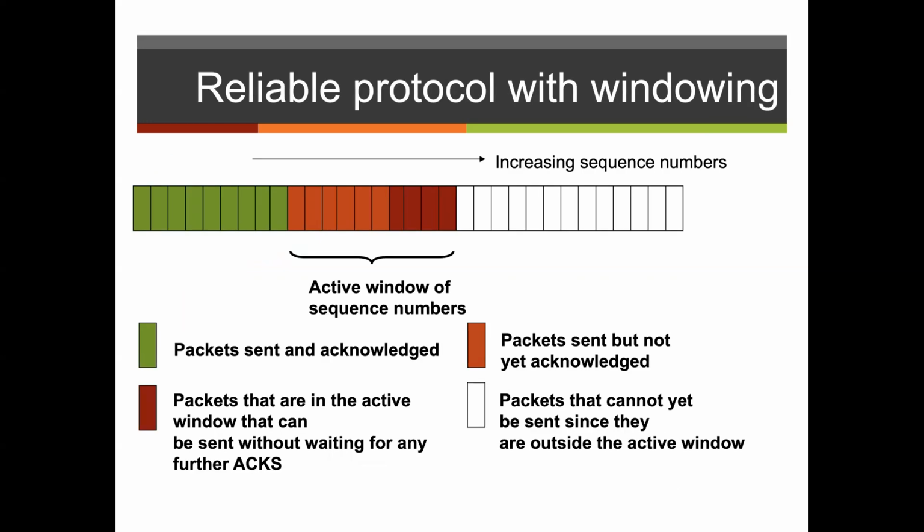And so in order to account for these types of delays and ensure reliable transmission, we can utilize what's essentially called a sliding window for our packets. And so we have packets sent and acknowledged represented as green. And then we have orange to represent packets sent but not yet acknowledged. And then red are packets that are in the active window that can be sent without waiting for any further acknowledgements. And then for white, we have packets that cannot yet be sent since they are outside of the active window. And so this window size can restrict the rate of packets that are sent. And in turn, it can prevent the buildup of queues in the routers. And so that helps to reduce the possible network traffic or queuing delays that could occur.